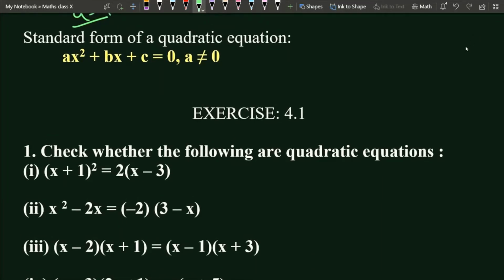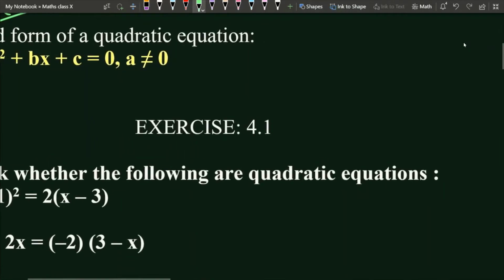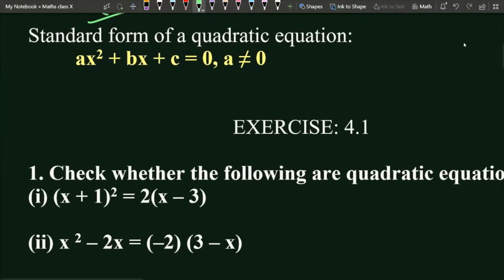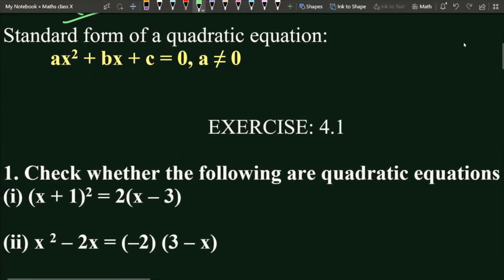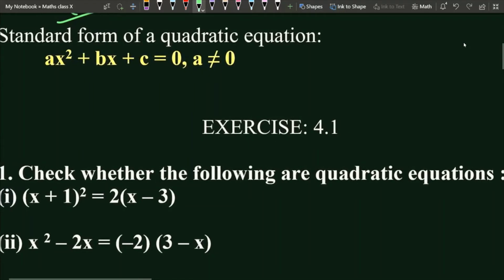Let me zoom it. I hope that the words are clearly visible to you.